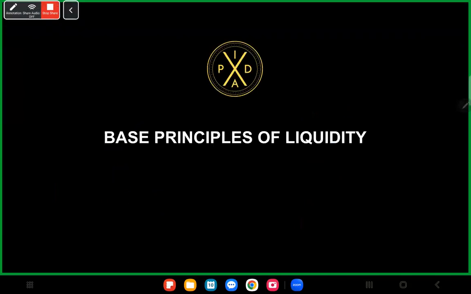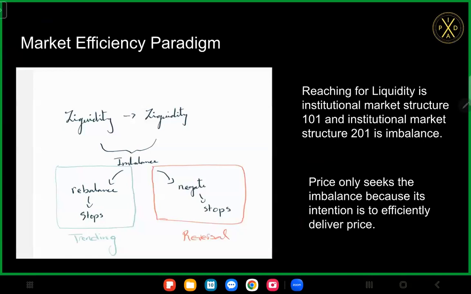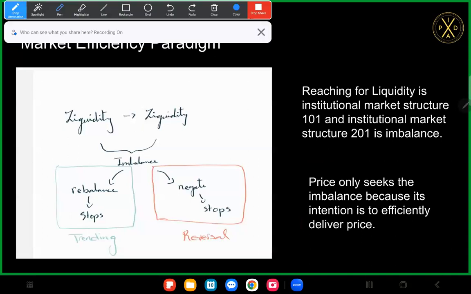All right, so the base principles of liquidity is going to be this next chapter. This is the market efficiency paradigm. What the market is essentially doing is going from liquidity to liquidity. As it's moving from liquidity to liquidity, it's rebalancing, or it's going to negate that imbalance, right? So when we rebalance, let's say that we have a range like this. Here's that inefficiency within that range, or that imbalance within that range. And then we go back into it.